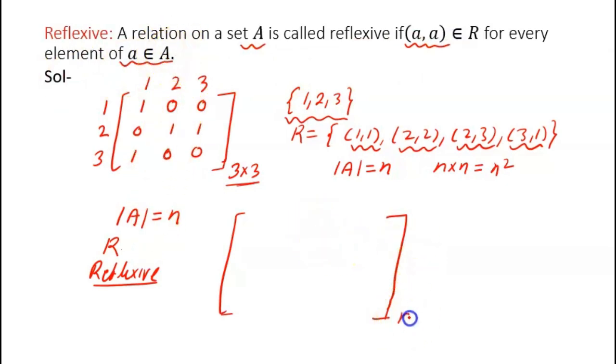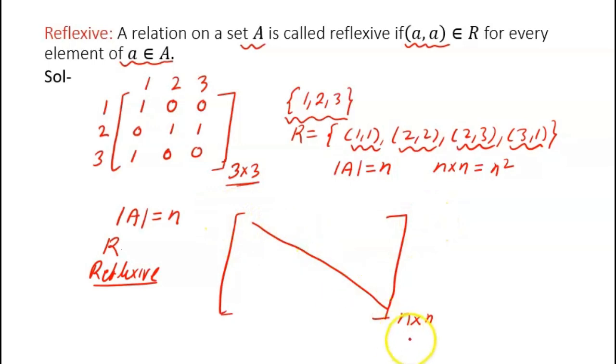Now the size of the matrix will be n cross n. And since it is a reflexive relation, I hope you agree that every element along the diagonal must be 1, because if I have n elements, 1 will be related to 1, 2 will be related to 2, 3 will be related to 3, 4 will be related to 4, n will be related to n. So all the diagonal elements must be 1, right? Take a pause and think about it.